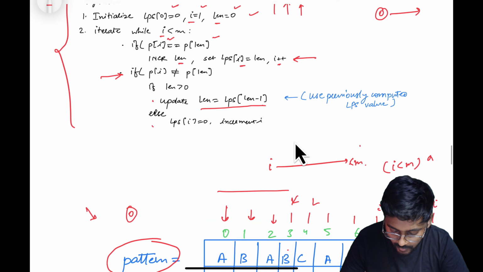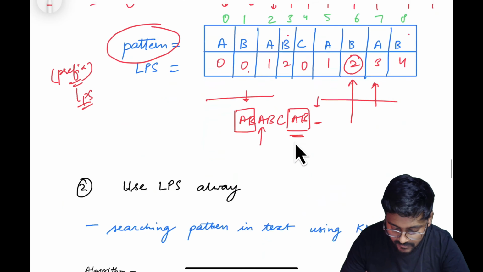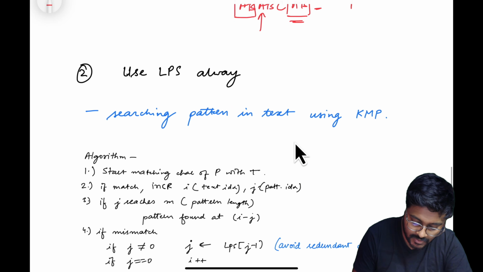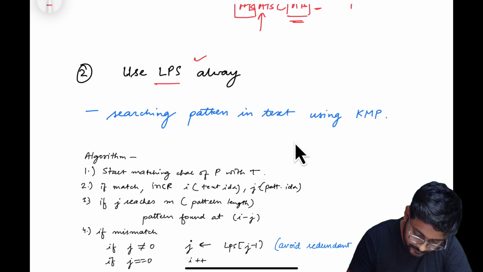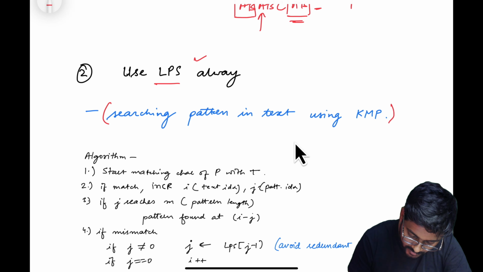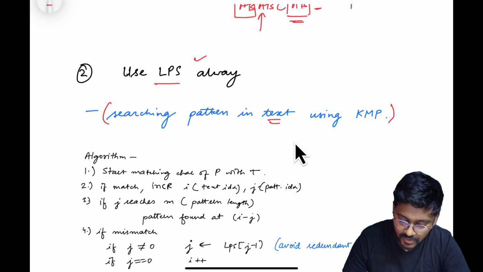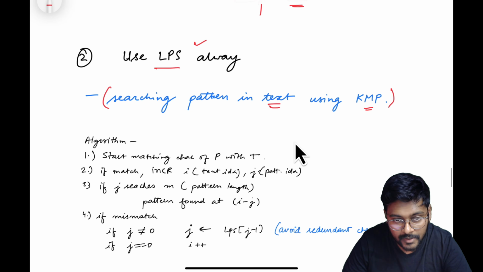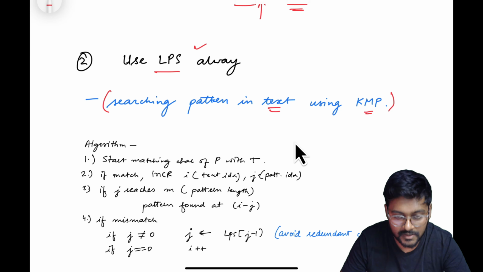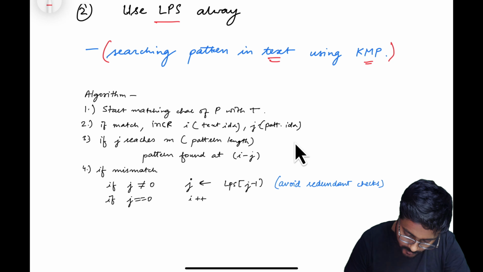Now one part of the problem is done, preparing the LPS array, and the second one is, if we have prepared something, we are definitely going to use that. Definition is quite simple. Searching pattern in text. That is our requirement using KMP. But using LPS, we will be able to avoid redundant matching. This is the algorithm for KMP.